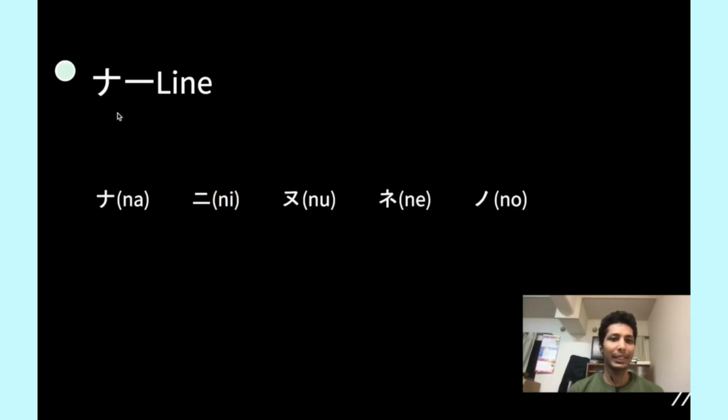Next is na line. So na line is na, ni, nu, ne, no, right? Na line is pretty much simple, and we don't have any exception here. So you can simply remember na, ni, nu, ne, no. No is very easy to write.